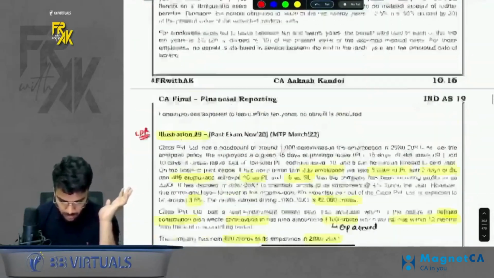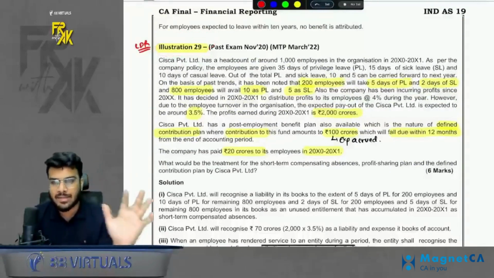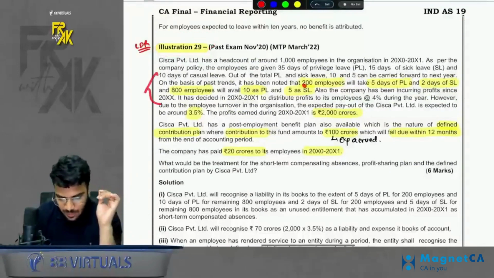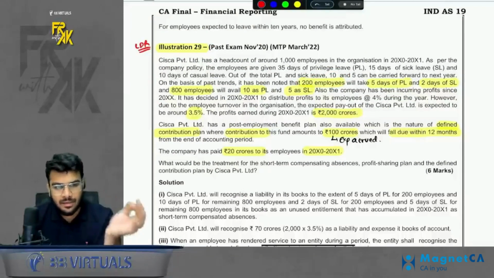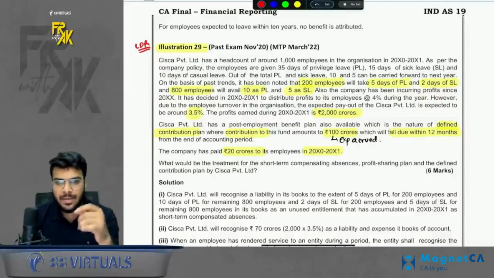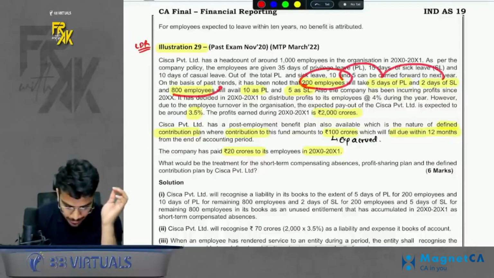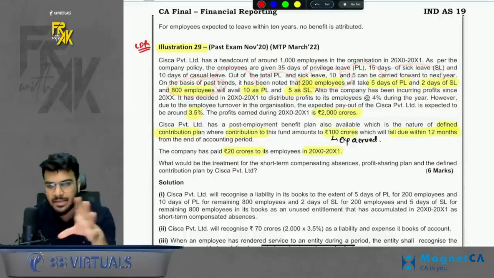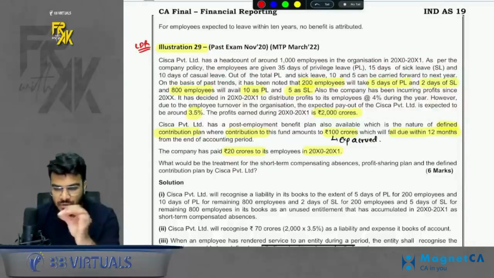Then we do illustration number 29. Again, a very good question. It has 3 concepts covered here. First concept is certain employees were there who had certain leaves. What to do? For the leaves they earned in the current year which are unutilized, the company will book expense and provision. So 200 employees have this much leave balance. 800 employees have this much leave balance. Whatever the leaves are, calculate them and tell that in the current year the company will book expense and provision on these leaves.